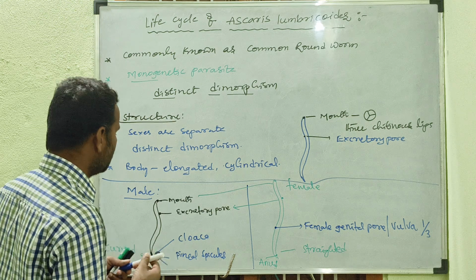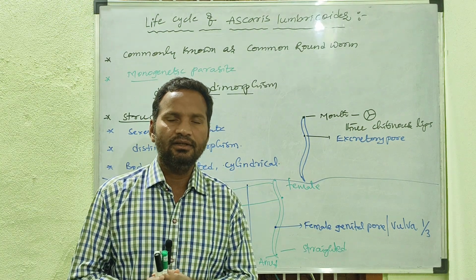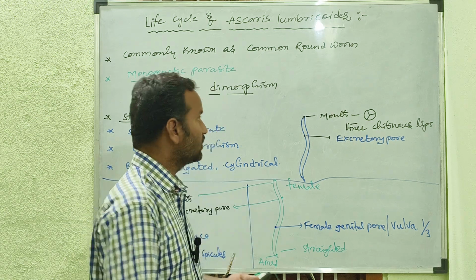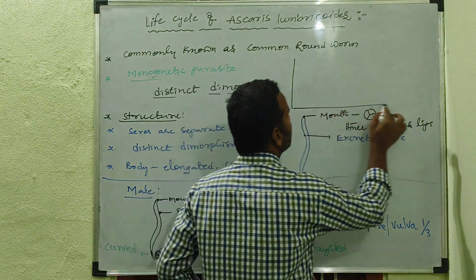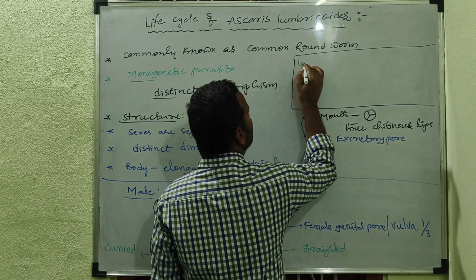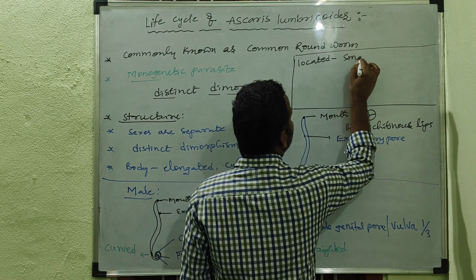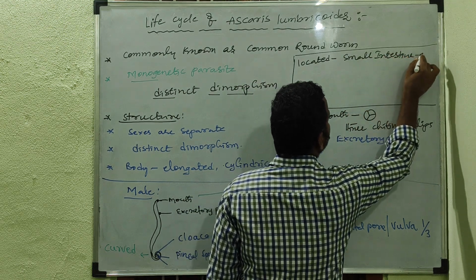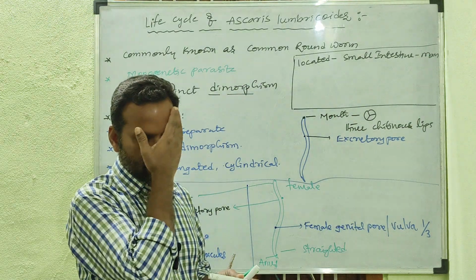Usually Ascaris lumbricoides is located in the small intestine of man. Which are located or situated where? The small intestine of man. Got it? That is the first one.